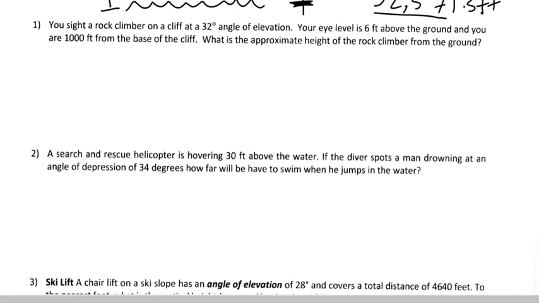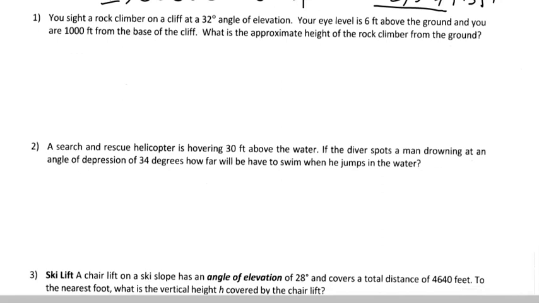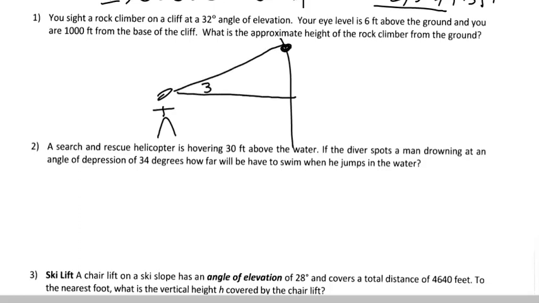All right, it says you sight a rock climber at an angle of elevation. Here's the rock climber up here. Angle of elevation of 32 degrees. It says your eye height is 6 feet high. So this is also 6 feet high. It says you are 1,000 feet from the base of the cliff. What is the approximate height of the rock climber from the ground? So we are going to solve for this, and then you have to remember the fact that we still have to add the 6 feet there.